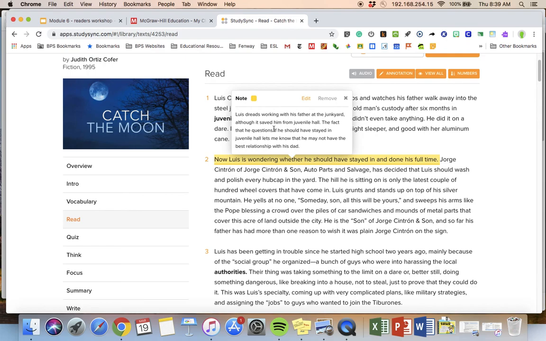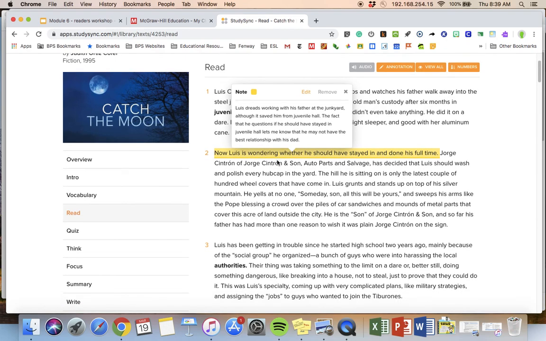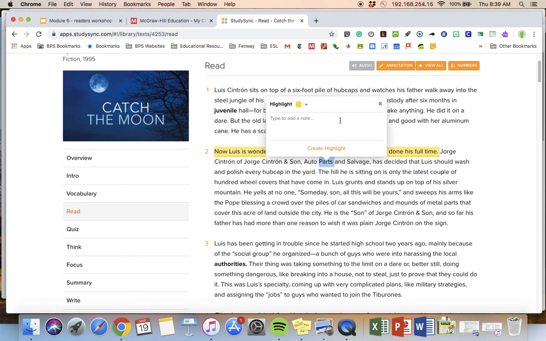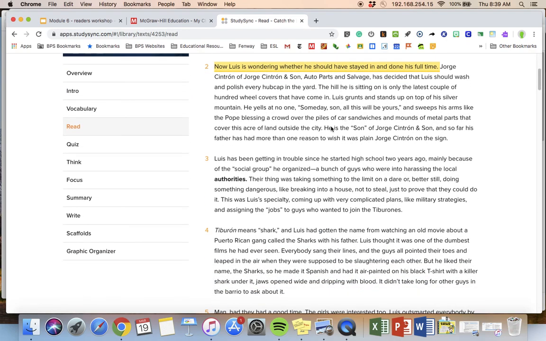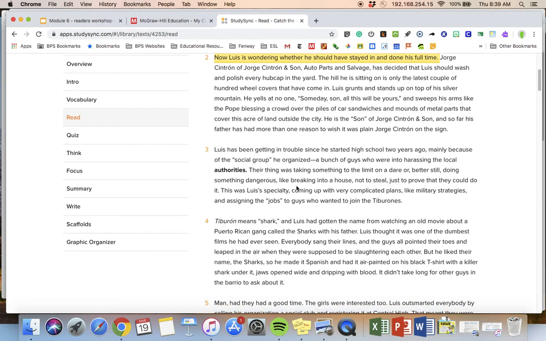And see if I can make some more inferences about Lewis and what his relationship is like with his dad. And actually, when I was reading, I thought the next paragraph also told me some more information about Lewis, as well as what his relationship is like with his dad. So here, let me read the paragraph to you.